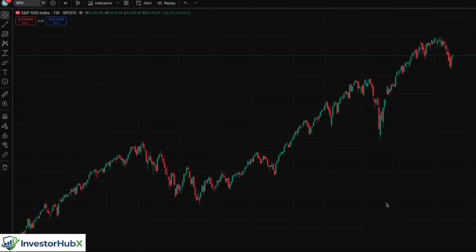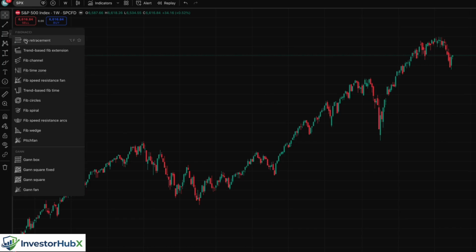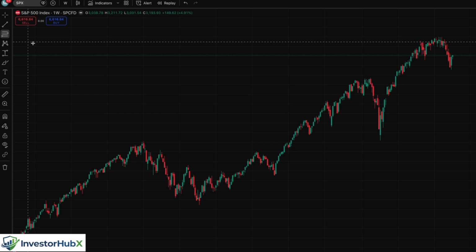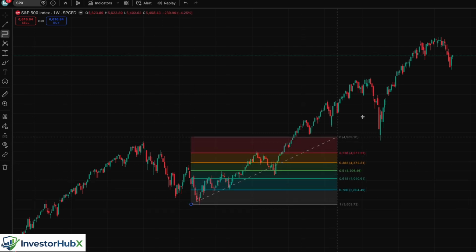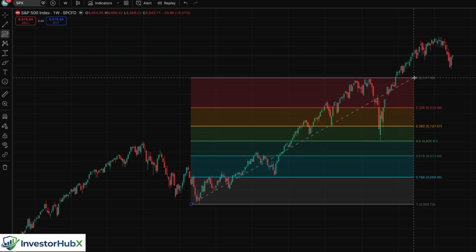So how to set up Fibonacci retracement tool? Click Fib Retracement on the left. On the chart, click once and drag your mouse onto the right. Then click again to lock it in. These numbers next to the lines are your Fib levels.